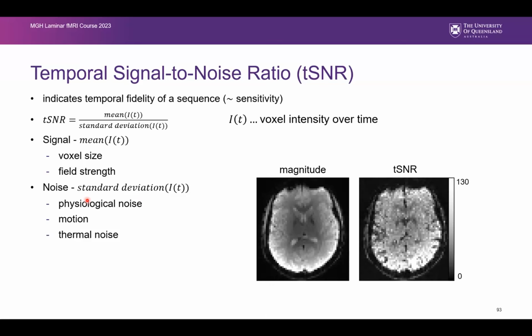And you can see here that there's a TSNR image, obviously like 130. This is a really, really big voxel. But just to show you, the CSF here is bright, but because there's so much physiological noise going on, it actually has a low TSNR.